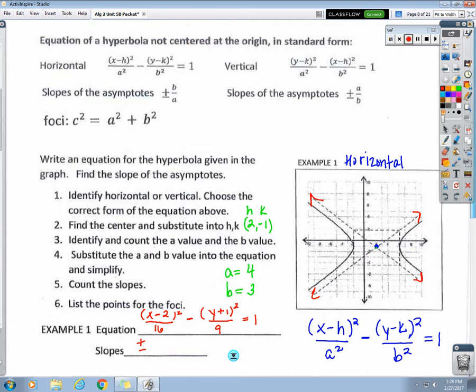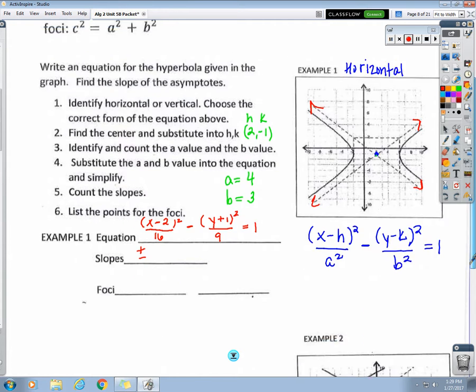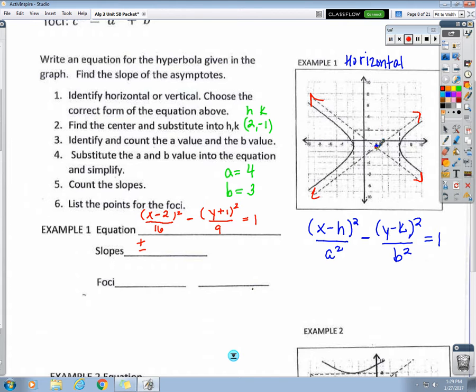If you can think of a good way to remember that horizontal is always the b value over the a value, go ahead, figure out a way to remember it. But I have trouble myself remembering which one's b over a, which one's a over b, because it's just one more thing to remember. So I just count it out. To get from the center up to this top corner of the box, how many do you rise? 3. And how many do you run? 4. So the slope is 3 over 4. So if you can't remember that horizontal is b over a, just count it out. Count the rise over run.